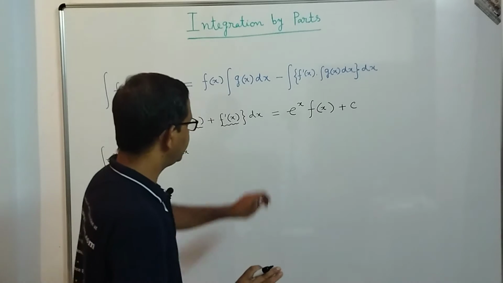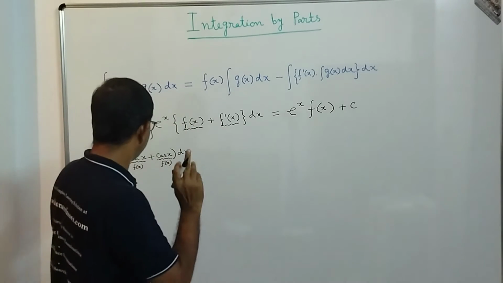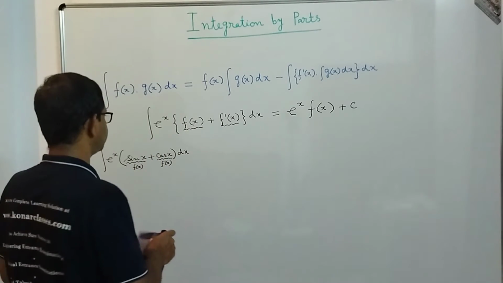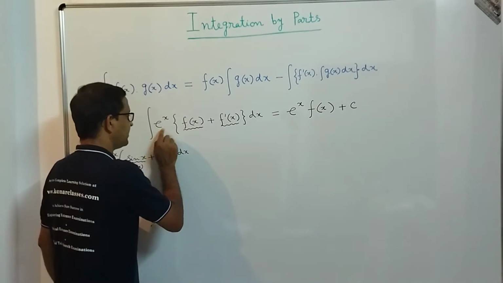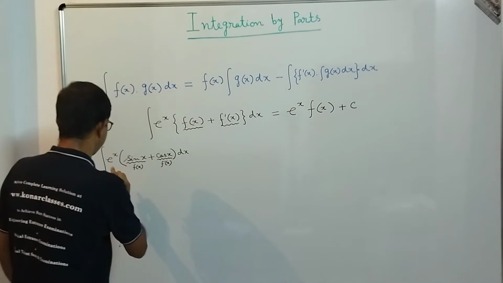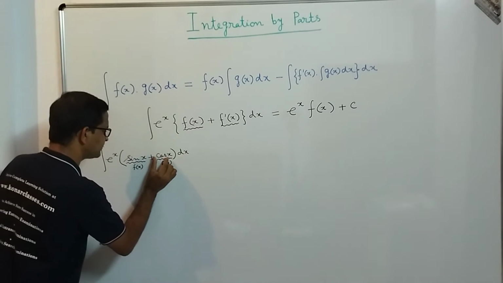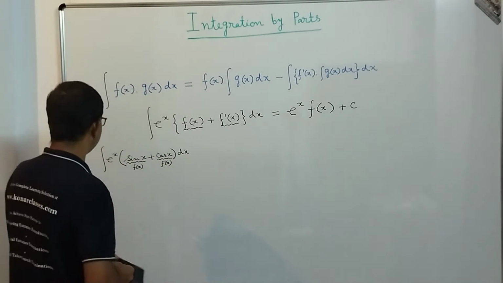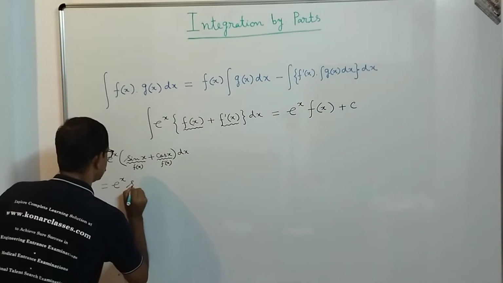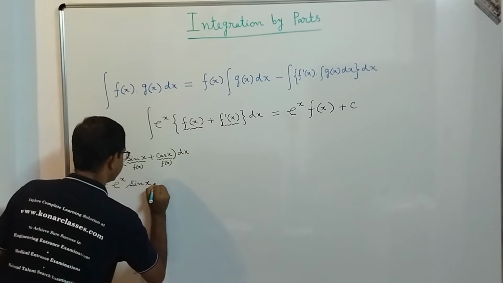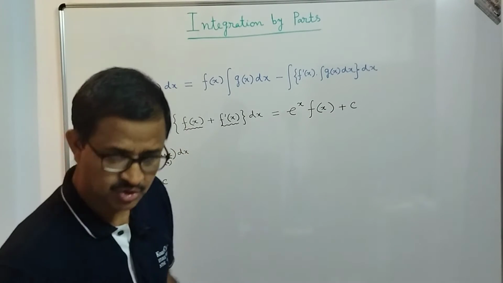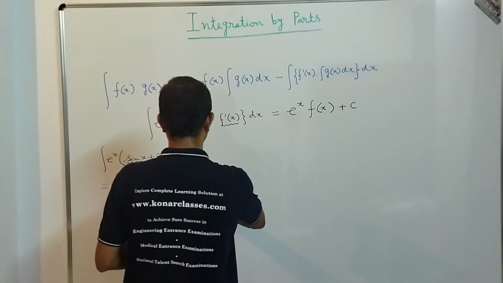We will see how we get this result, but your task is, whenever you get a function where it is e power x multiplied by a function f(x) and its differentiation, like e power x into sin x plus cos x, then you can write that the value of this integration is equal to e power x into sin x, that is the function f(x), plus one integrating constant c. If it is a one marker question in your board examination, you can directly write this.